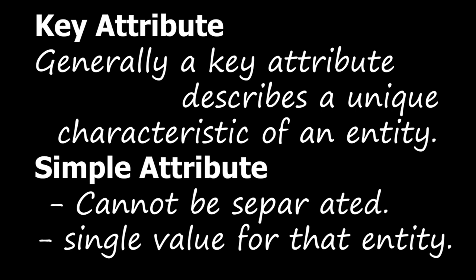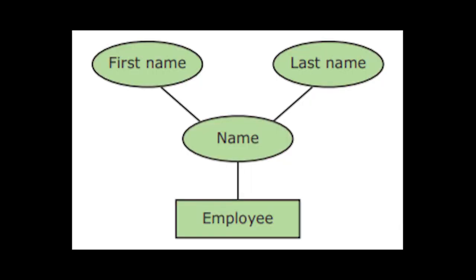Okay, now let's see this diagram. Here we have employee, and the employee will have a name. In the name it will have first name and last name. Okay, so this is a single attribute. It cannot be separated and it will have a single value. It is an employee. That employee will have a name and that name will have first name and last name, right? So this is a single attribute and it is known as simple attribute.